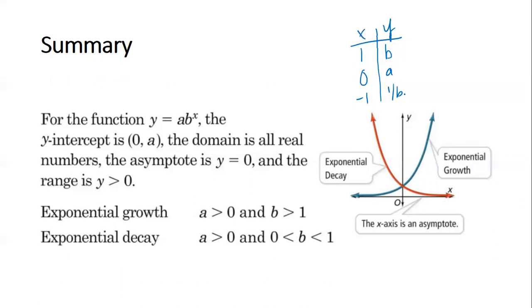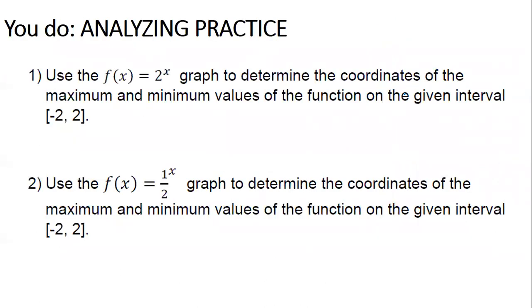Okay, so let's do some analyzing practice. You have the function f of x equals 2 to the x, and I want you to use the graph to determine the coordinates of the maximum and minimum values of the function on the given interval. So just like when we did the square root and you identified maximum and minimum, because the graph is forever increasing or forever decreasing, your maximum and minimum depends on the values of your endpoint, okay? So I'm going to pause for a second, let you analyze the graph to make sure that you understand how to read the graph and that you're comfortable with it.